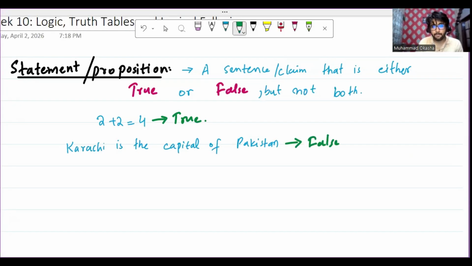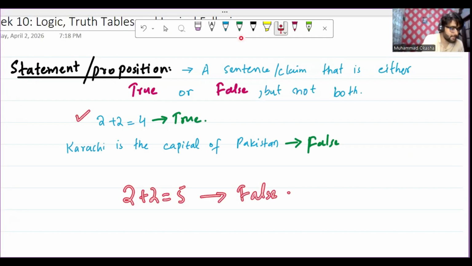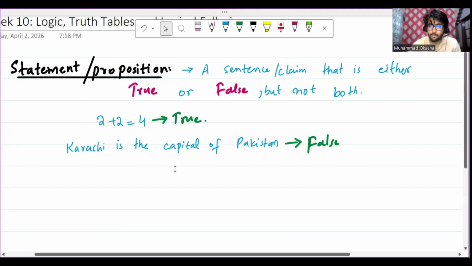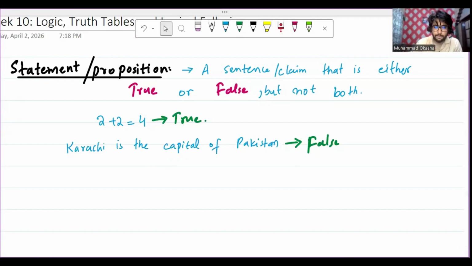Now, these are examples of propositions. If I were to write 2 plus 2 equals 5, you would have said, of course, it's obviously false, right? So such statements which are either true or false are called propositions. Now, there are some statements which are neither true nor false. For example, if I were to tell you to close the door.